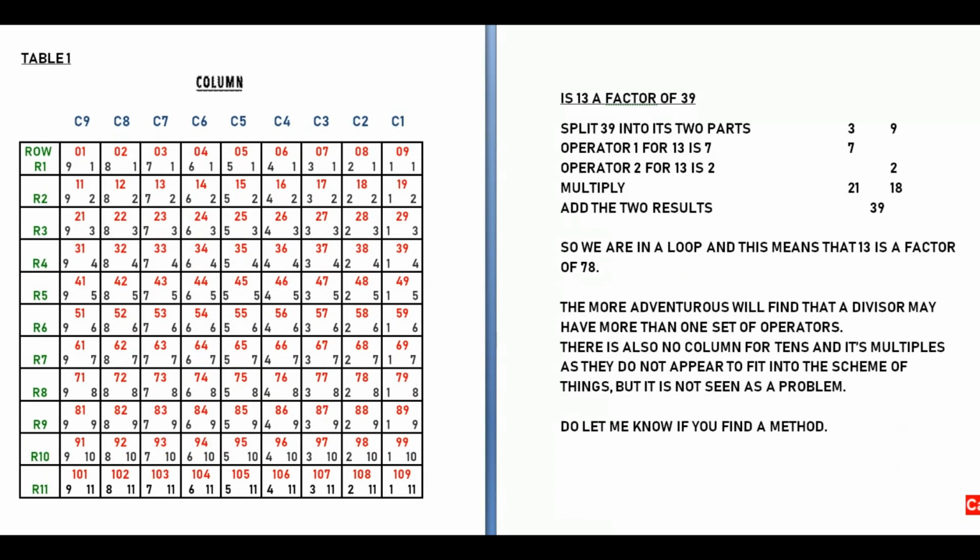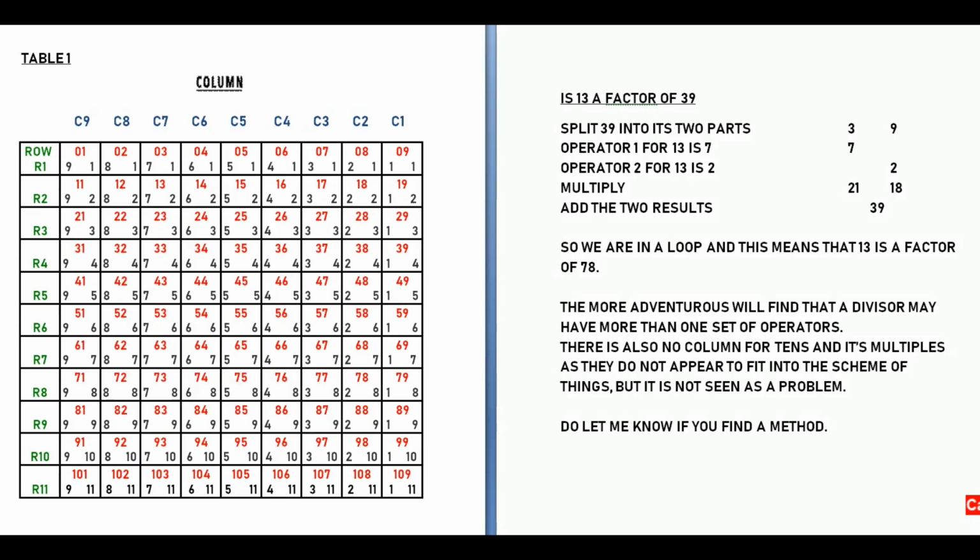Is 13 a factor of 39? Well, split 39 into its two parts, 3 and 9. Operator 1 for 13 is a 7. Operator 2 for 13 is a 2. And once again, multiplying out, we've got 3 sevens is 21, 2 nines are 18, and adding the two results gives you 39. So we are in a loop, and this means that 13 is a factor of 78.